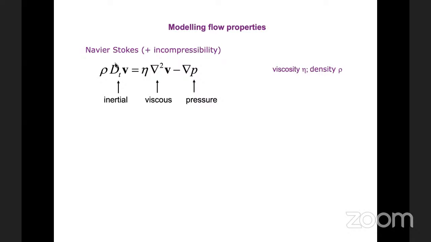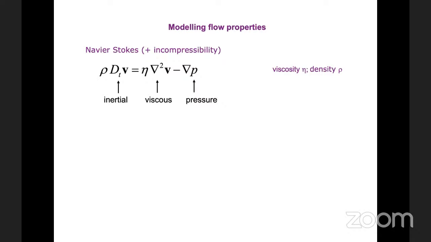Okay, and then we're thinking here typically about incompressible flow where the divergence of the velocity field is 0. I haven't actually explicitly written that down, but that is then what sets the pressure field P. The pressure adjusts to ensure that the flow remains incompressible. Okay, so that's modeling the flow properties of, for example, water at the continuum level.